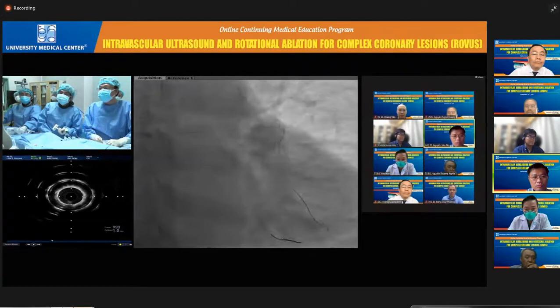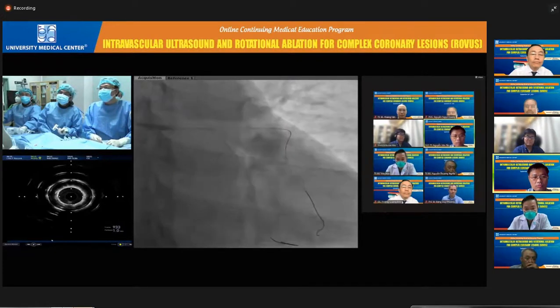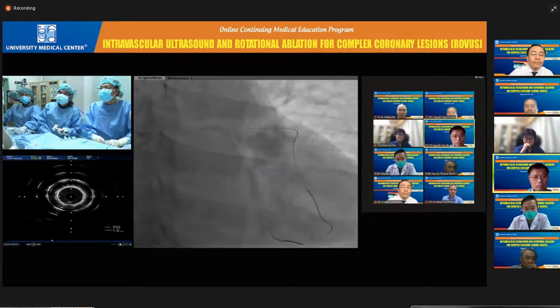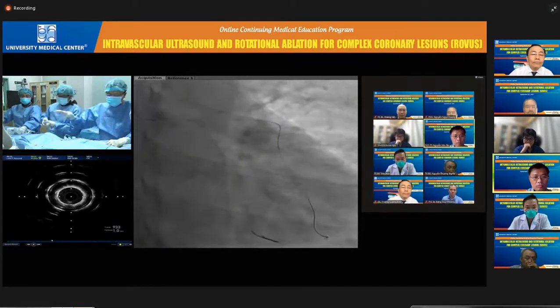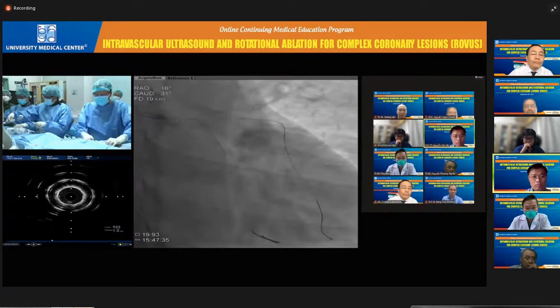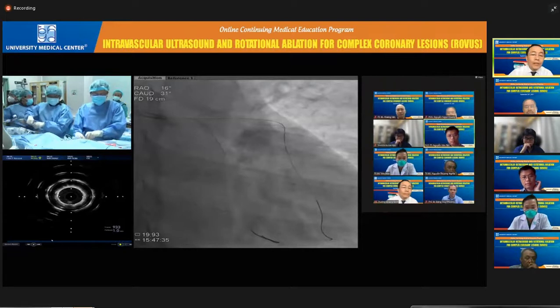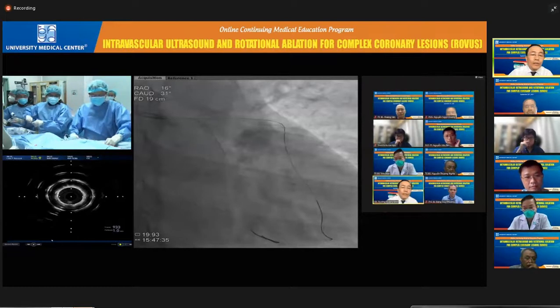Maybe we have some difficulty. Okay, maybe we need a new balloon. Maybe we need a newer balloon or just a smaller balloon.